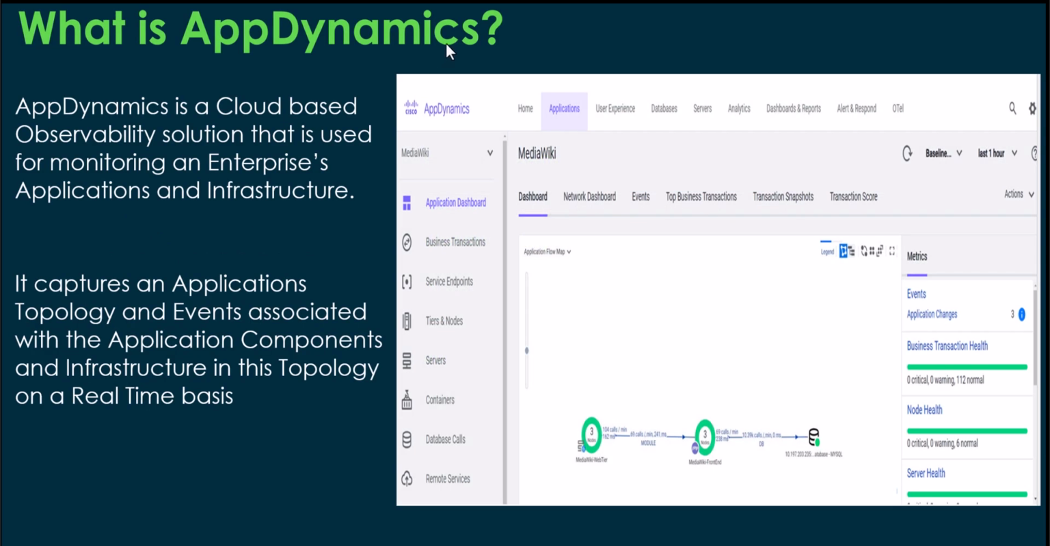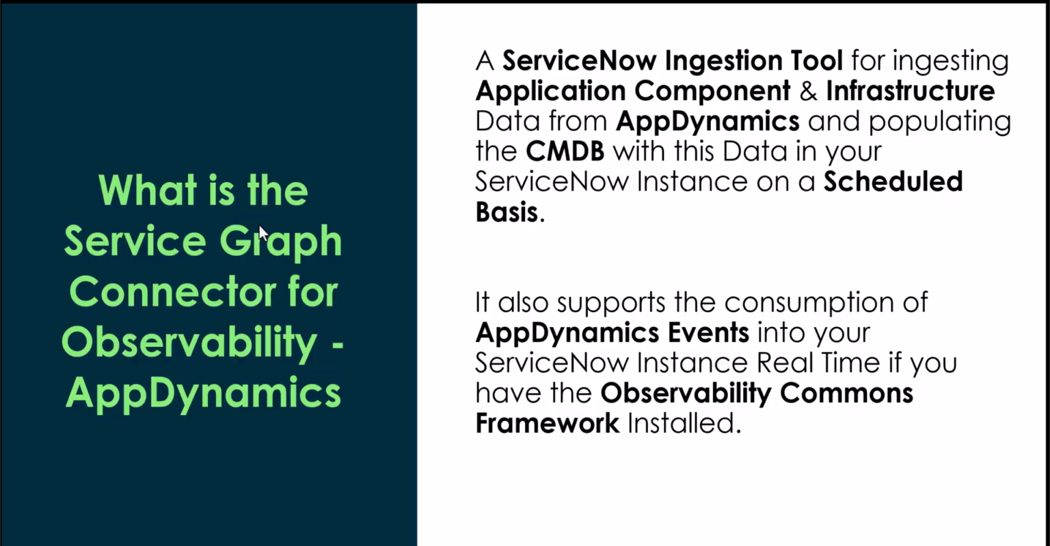So what is AppDynamics? AppDynamics is a cloud-based observability solution that is used for monitoring an enterprise's applications and infrastructure. It captures an application's topology and events associated with the application components and infrastructure in this topology on a real-time basis. And I'm just showing a screenshot of a typical AppDynamics homepage where a MediaWiki application flow is being shown.